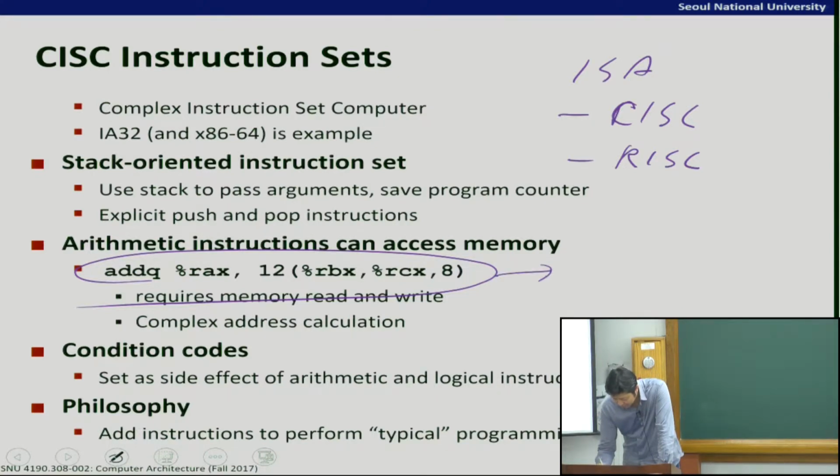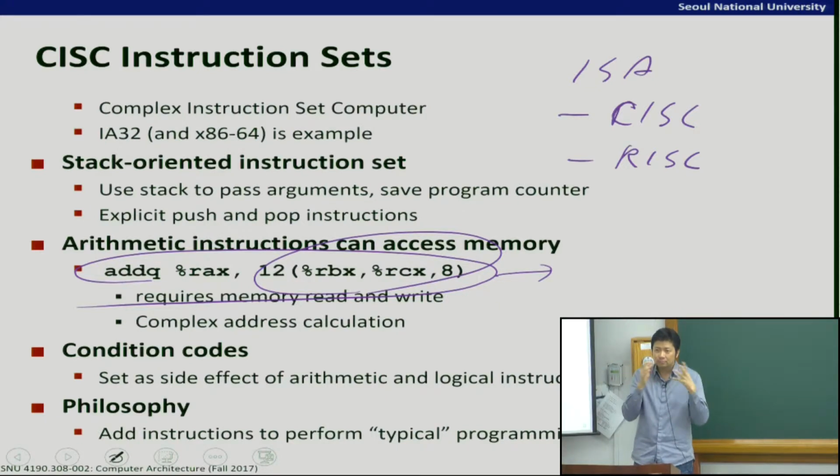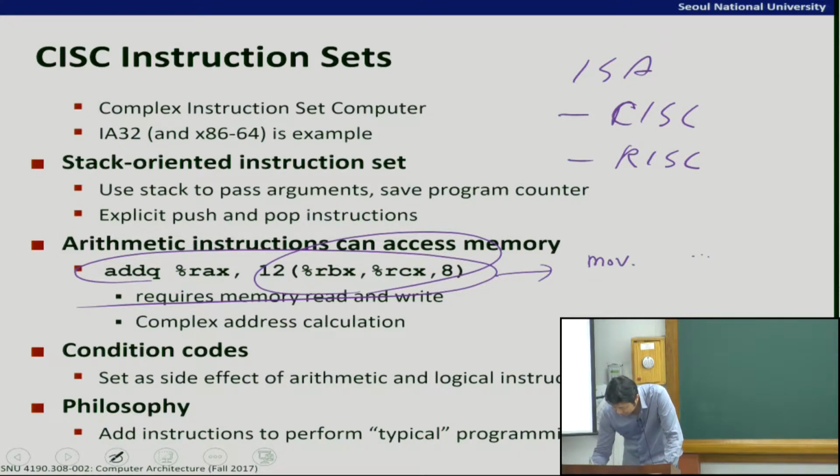But if you actually do the same thing in RISC architecture, it does not really support this kind of complex addressing mode. It only supports maybe an address plus a displacement, like a register plus displacement. So if you do the same thing in a RISC architecture, you actually have to first do address calculation, followed by a load instruction, followed by an add instruction, followed by a store instruction.